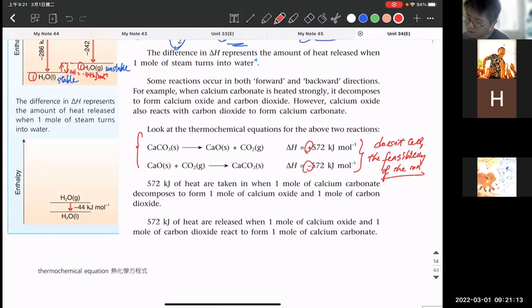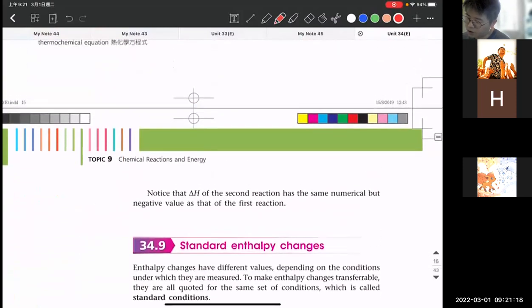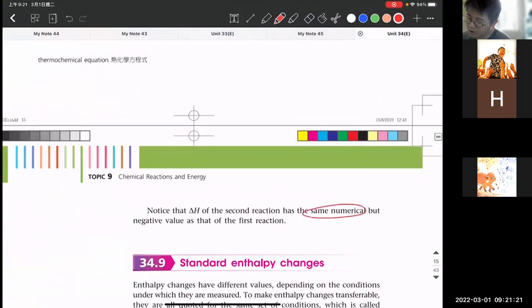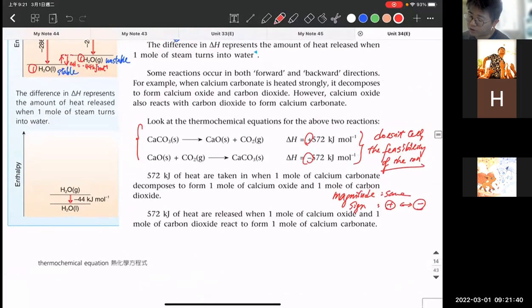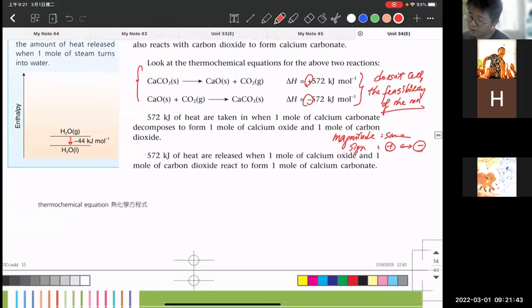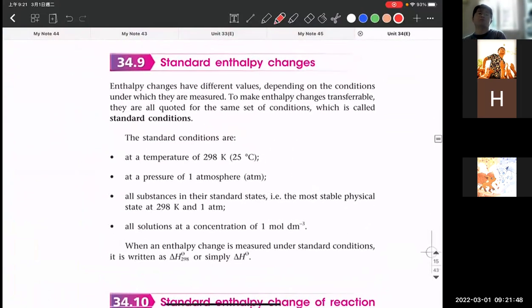So what is the hidden message? The two equations have the same magnitude, but the sign is different. The magnitude is the same, but I change the sign from positive to negative. So if you're going to write the two equations in reverse. Okay, is that clear?